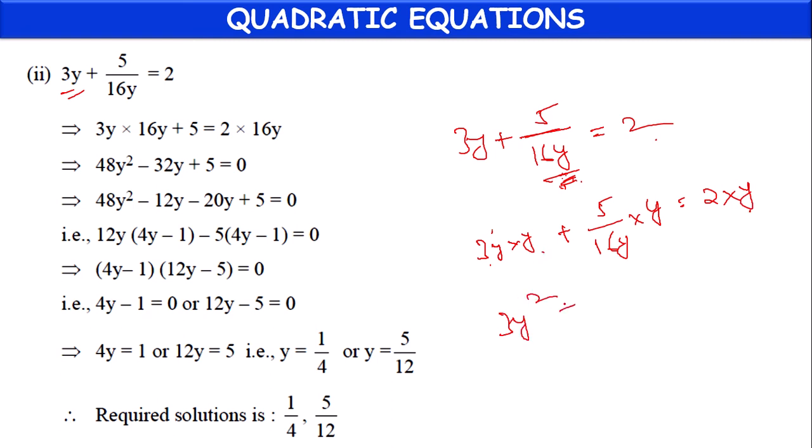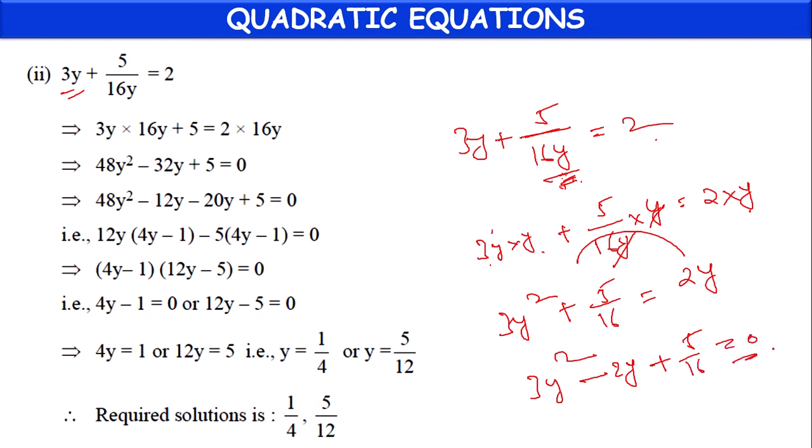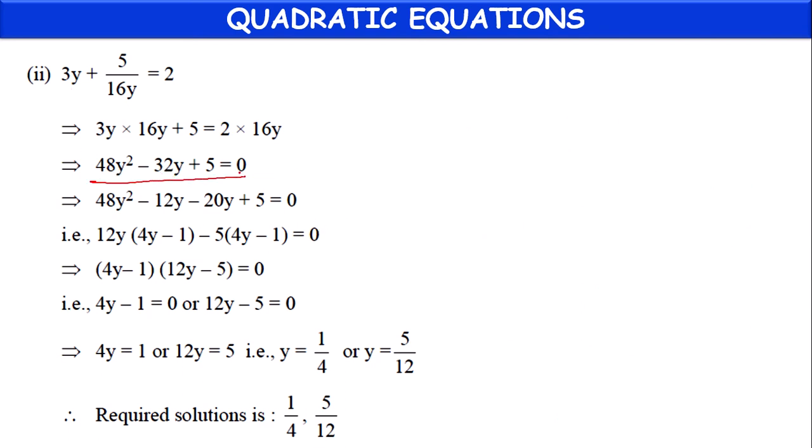3y into y, 3y square; y gets cancelled, 5 by 16 equal to 2y. Or 3y square, 2y comes towards the left-hand side, minus 2y plus 5 by 16 equal to 0. If we take the LCM, the LCM will be 16: 16 times 3 is 48y square, 16 times 2 is 32y, 16 times 1 is 16, 1 into 5 is 5, equal to 0. Or 16 into 0 will become 0. So what we will get, children? 48y square minus 32y plus 5 equals 0. This is the quadratic equation we have got.